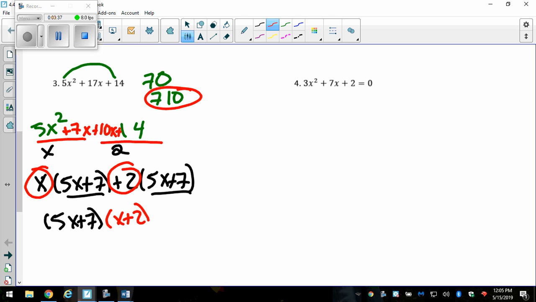The only thing that's going to be different with step 4, or number 4, is that it's equal to 0, so we're going to have to set the final answer equal to 0. So multiply factors. Let's write the 7x with a 6x and a 1x. And now I'm going to group them.